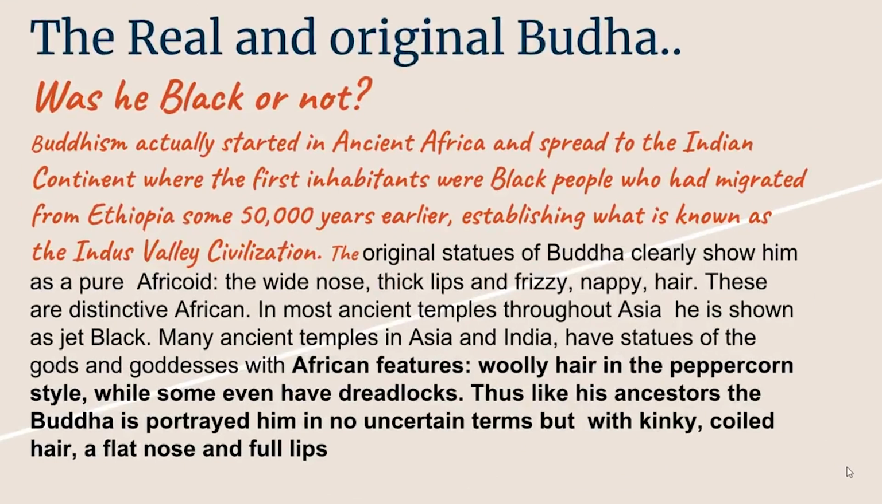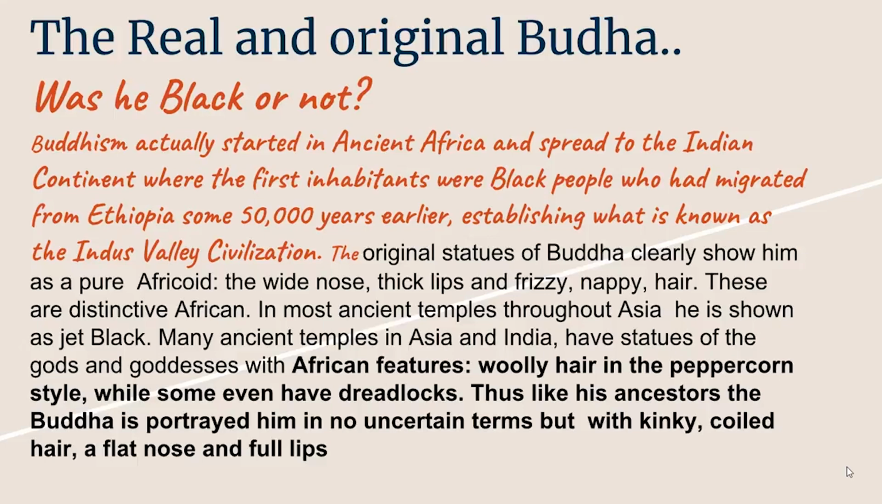Buddhism actually started in ancient Africa and spread to the Indian continent, where the first inhabitants were black people who had migrated from Ethiopia some 50,000 years earlier, establishing what is known as the Indus Valley Civilization. The original statues of Buddha clearly show him as a pure Africoid: the wide nose, thick lips, and frizzy nappy hair. These are distinctively African. In most Asian temples throughout Asia, he is shown as jet black.